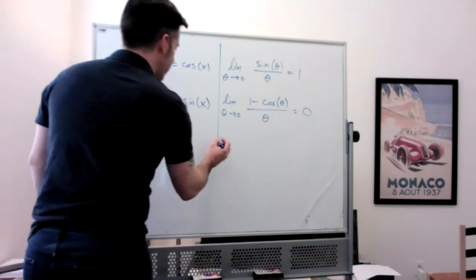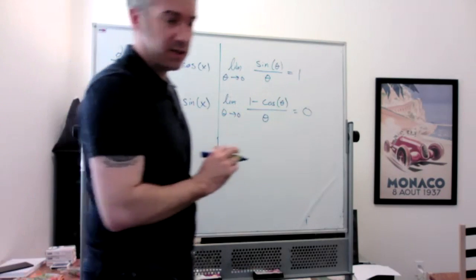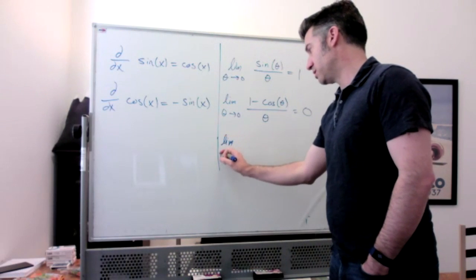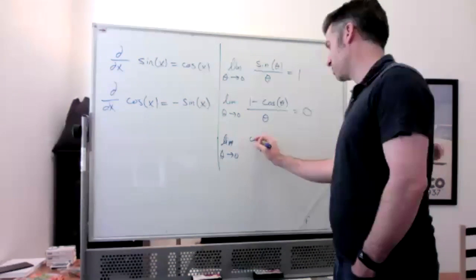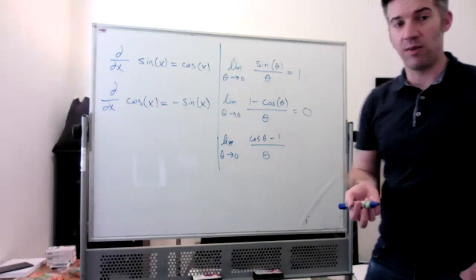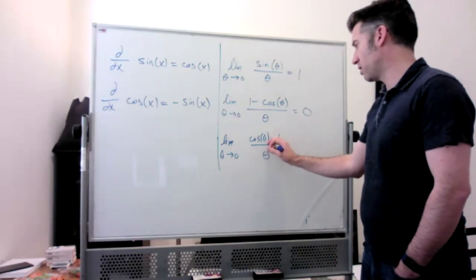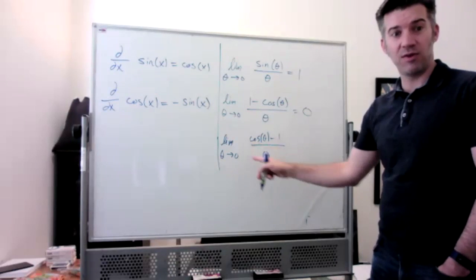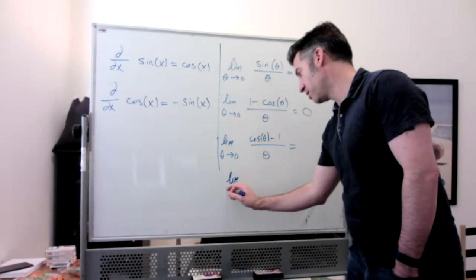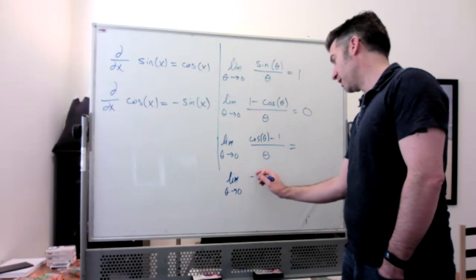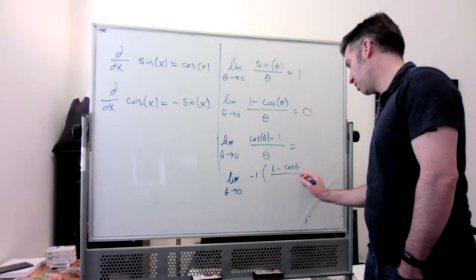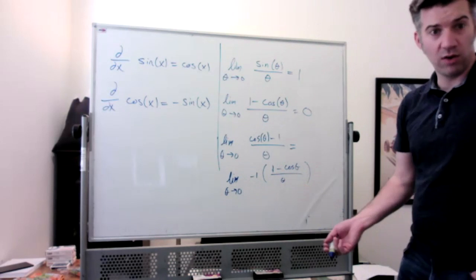And I believe the one we're actually going to use is slightly different. It's the fact that the limit as theta goes to 0 of cosine of theta minus 1 over theta is also 0. And the way we can justify that is by factoring out a negative 1. So this is the limit as theta goes to 0 of negative 1 times 1 minus cosine theta, all over theta. Hopefully you can see that that's true.